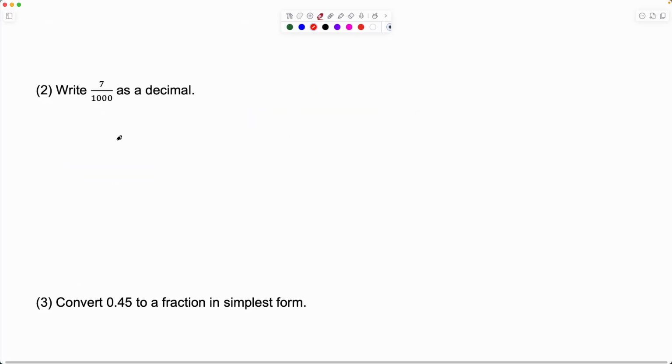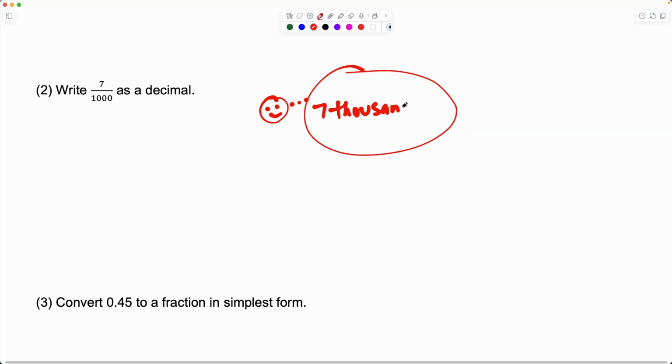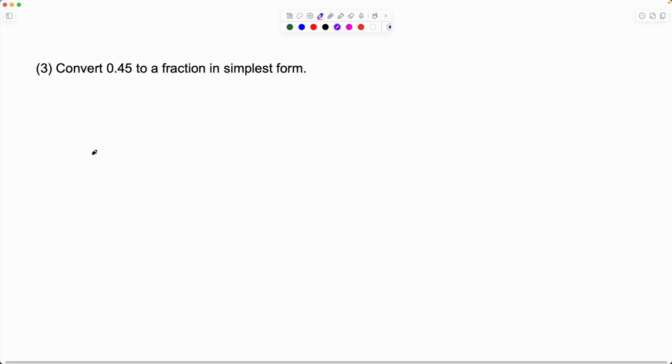Question 2, we're going to write 7 over 1,000 as a decimal. Well, for this one, 7 over 1,000 is the same thing as 7 thousandths. Okay, so that is a 7 in the thousandths place. So for this one, I'm going to write out 0.007.